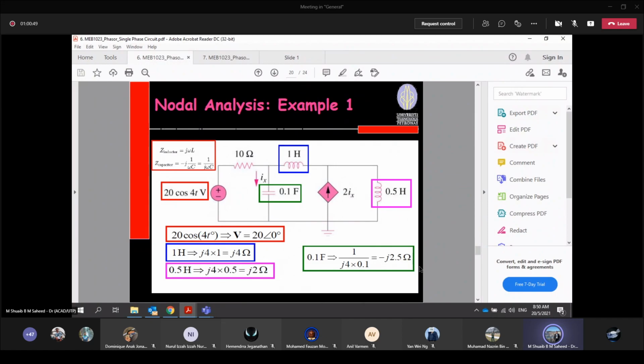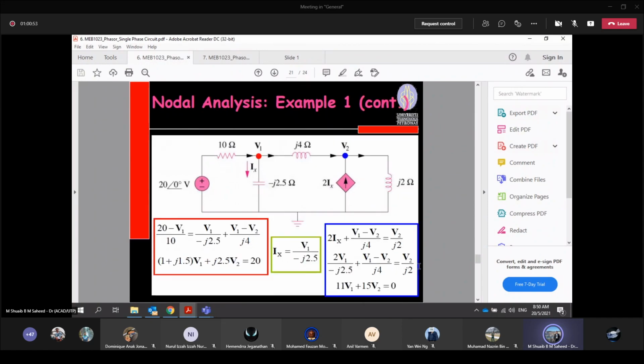Okay, so now this is your first step. Make this one clearer, and then you can redraw the circuit. Put up all the values. Now you can use your nodal analysis since they ask you to do the nodal analysis. So here you have two nodes. Let's look at the first node. Let's say this is your I1, this is your Ix, this is I2.